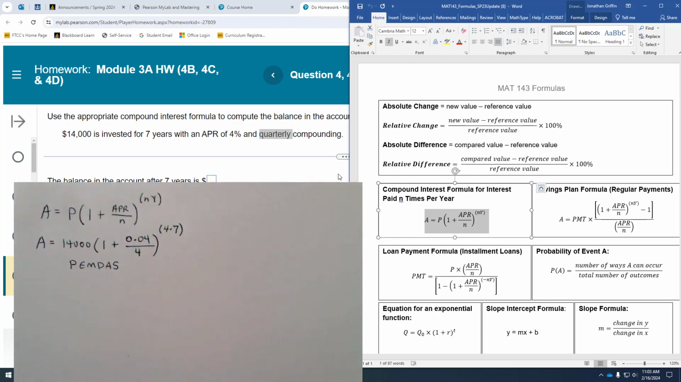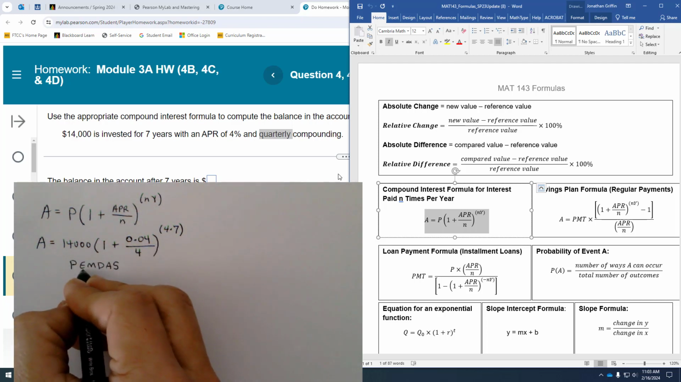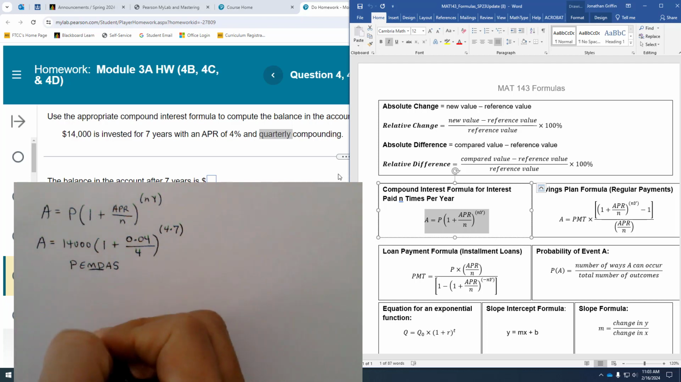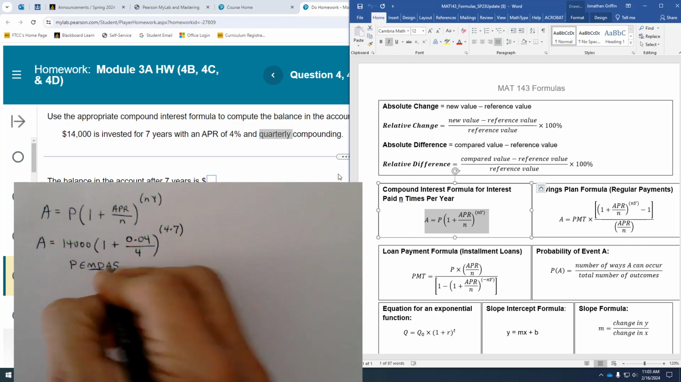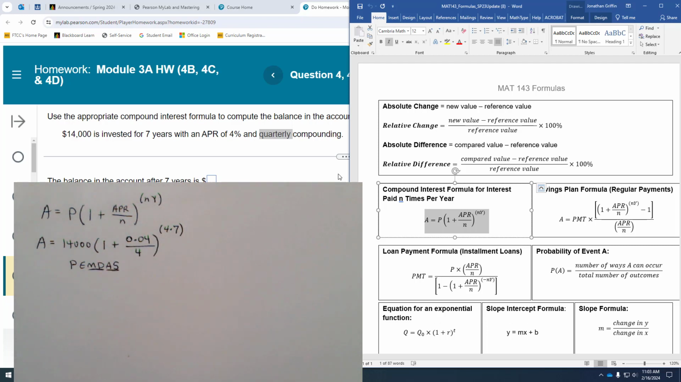Alright, and then to proceed here, I want to just briefly review PEMDAS, which is your order of operations. Your P is your parentheses, E is exponents, multiply and division is your M and D. Those are treated as a group, and you perform those left to right. And A and S is addition and subtraction, also treated as a group where you perform left to right.